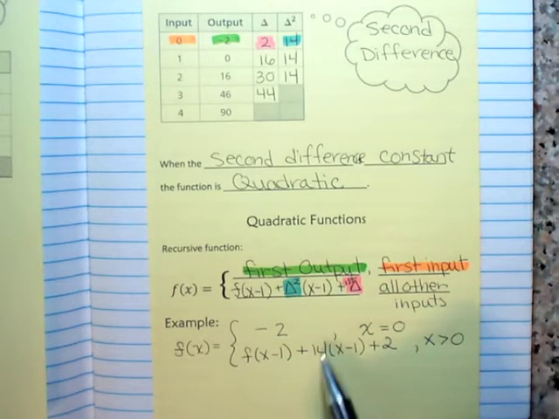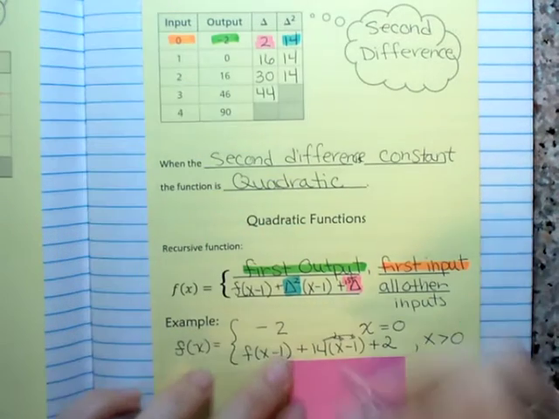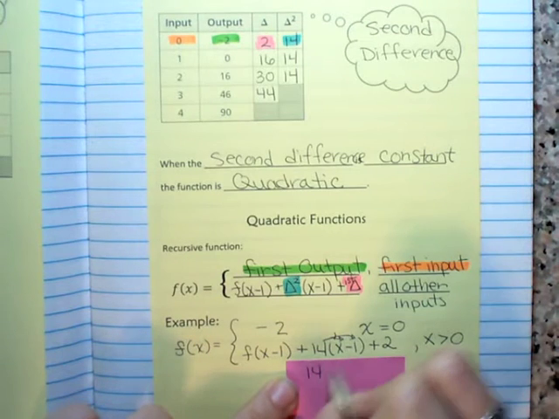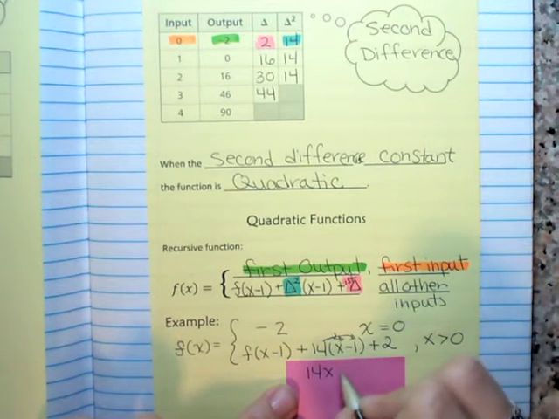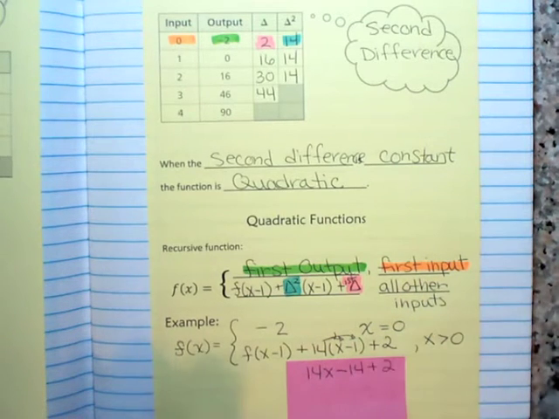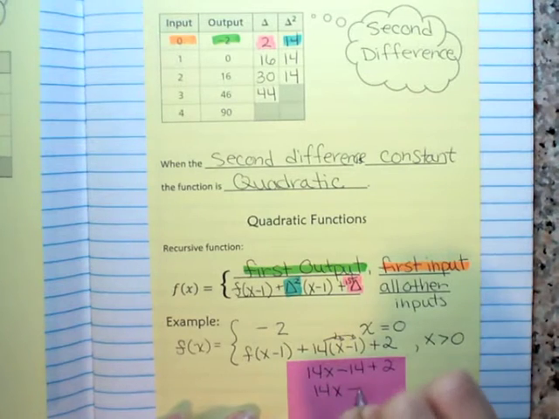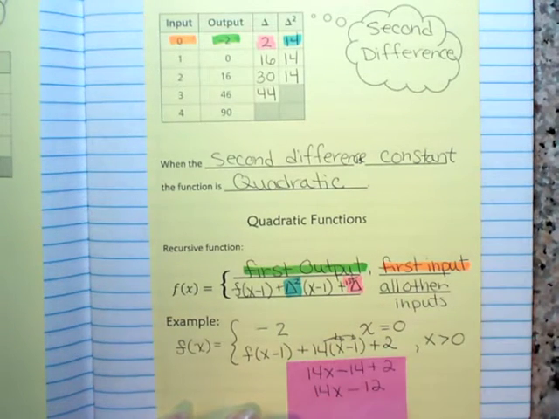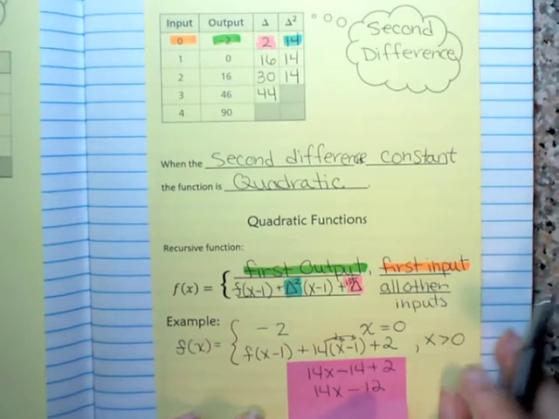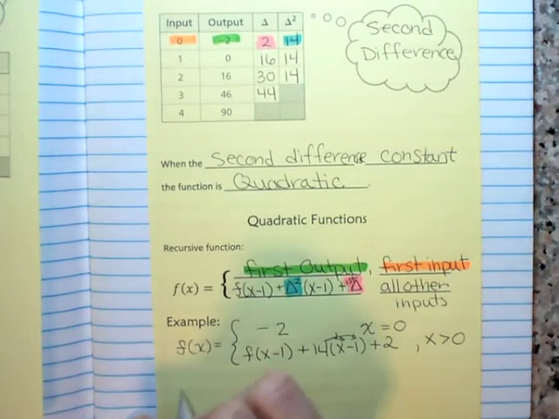We can actually go through and multiply through by this 14 and distribute that. So we're going to go ahead and do that. Multiplied 14 times x, and then 14 times negative 1 is negative 14, plus 2. So if I simplify all of that, I end up with 14x minus 12. Okay. So I'm going to rewrite this function so it's a little bit cleaner, and I'm just going to use that 14x minus 12.